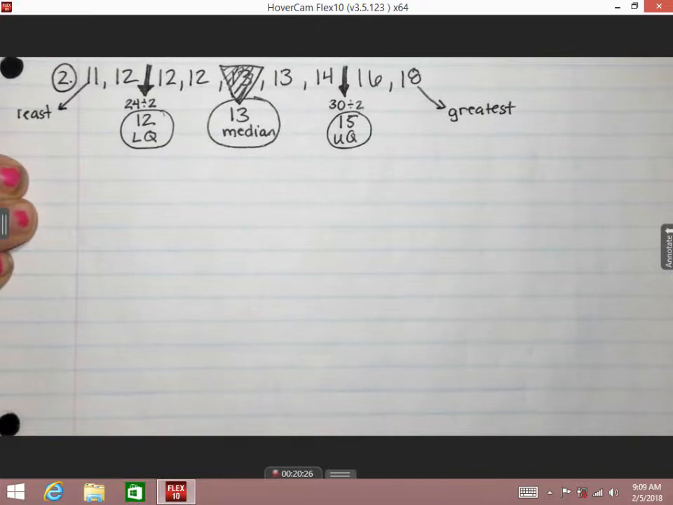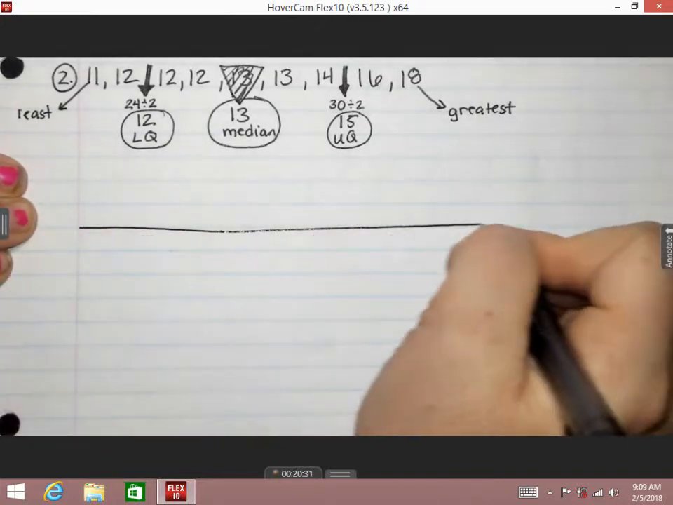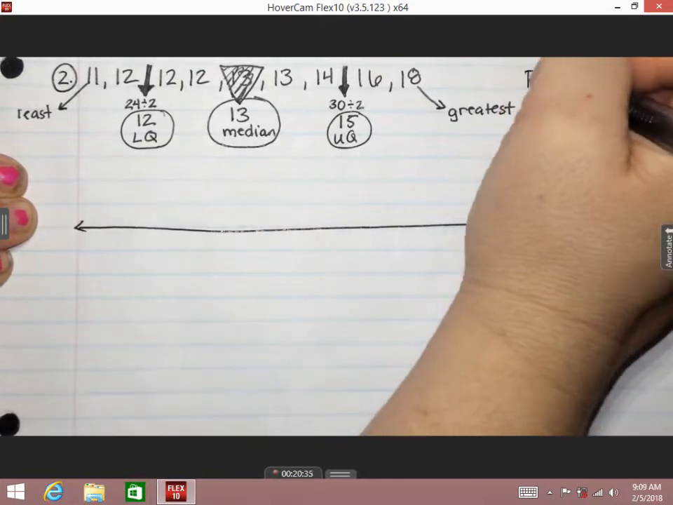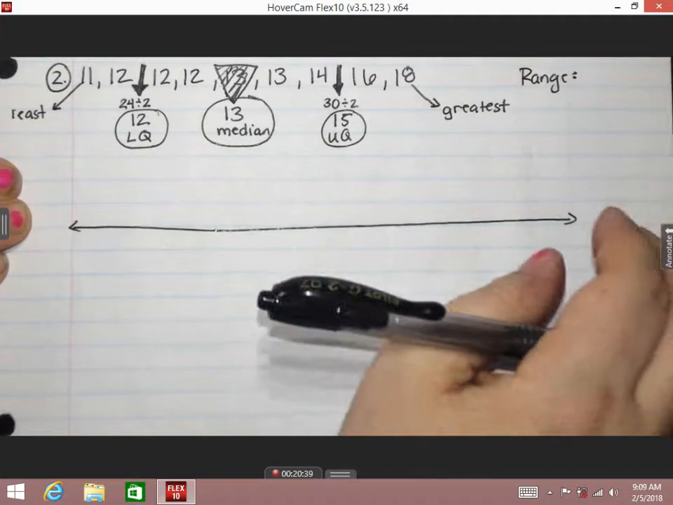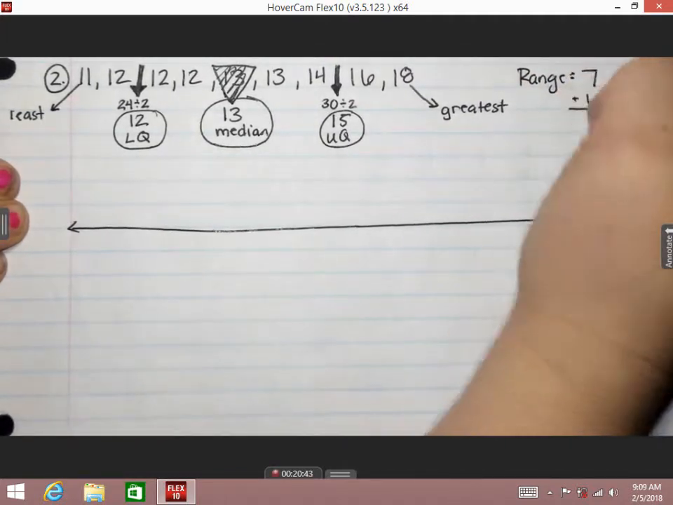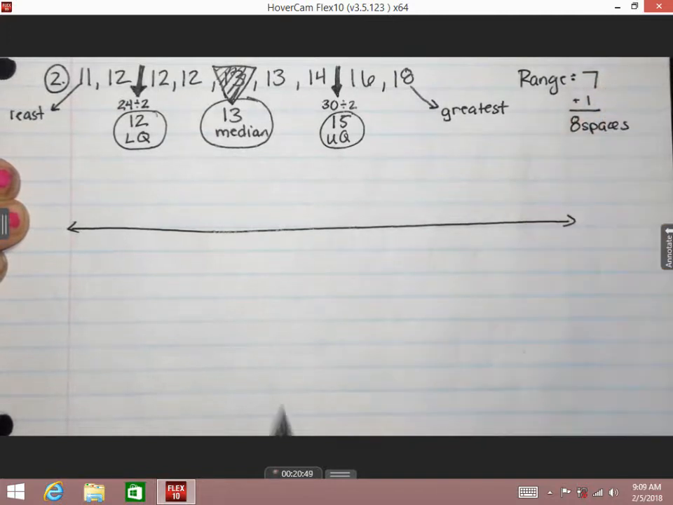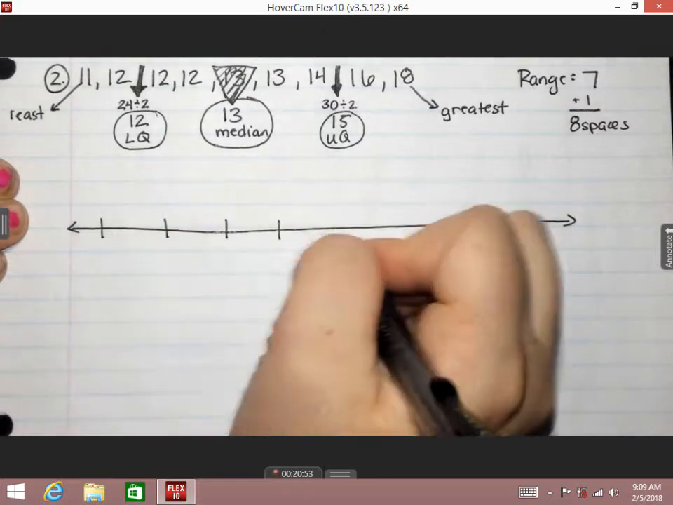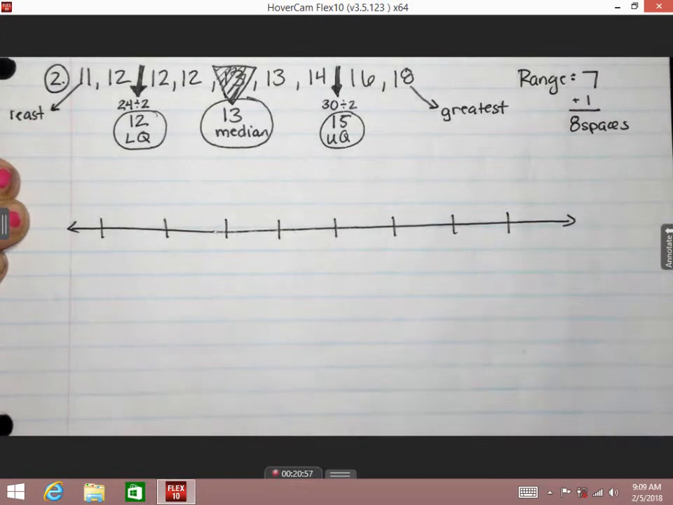Okay. All right, so we need to do our number line. How am I going to find out how many spaces I need? The range. So what is my range here? 11 and 18. So 18 minus 11 is 7. Then we're going to add 1 to find out we need 8 spaces. Okay. So 1, 2, 3, 4, 5, 6, 7, 8. So I only put 8 on there this time.